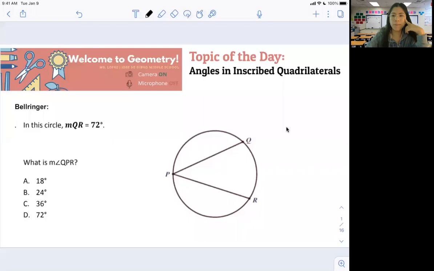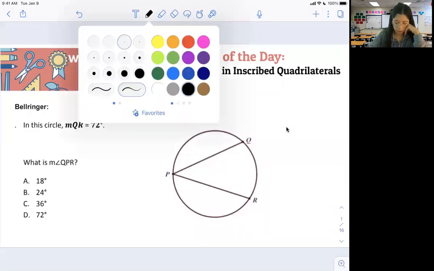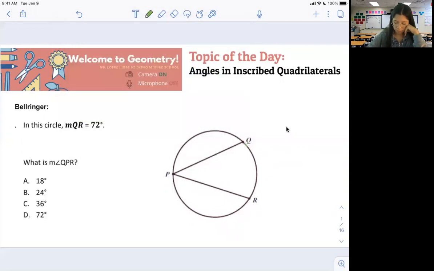Let me record. Here we go. Arc QR is 72 degrees. So the arc is 72 degrees, and I want to know how much the angle measures. So who can tell me? Is it also 72 or is it 36?